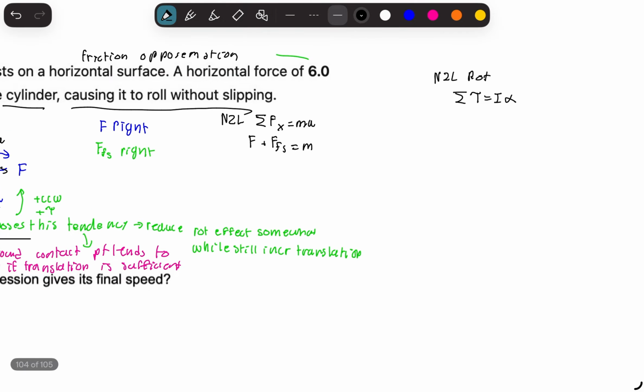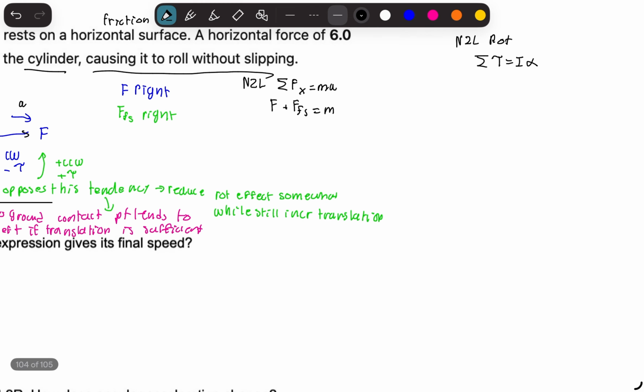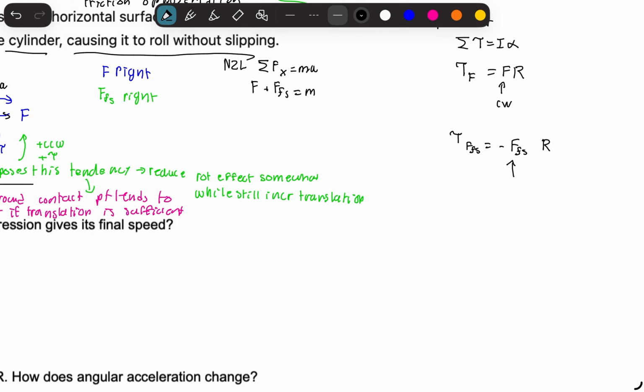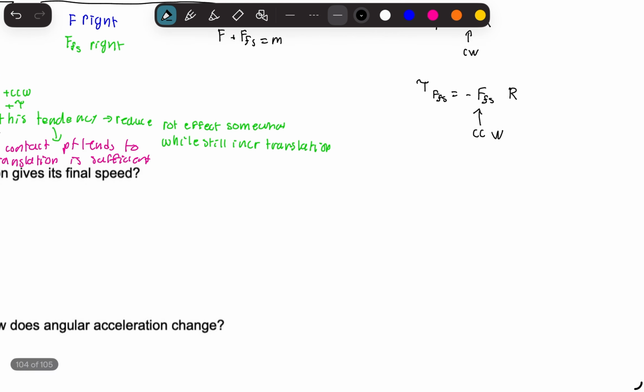So the torque from the pulling force at the top is going to be clockwise. So the torque from the force is equal to the force times the radius, and then we can label this as clockwise. And then the torque from the frictional force is going to be negative frictional force times radius, because this is going to be counterclockwise. So it's negative in our sign convention.